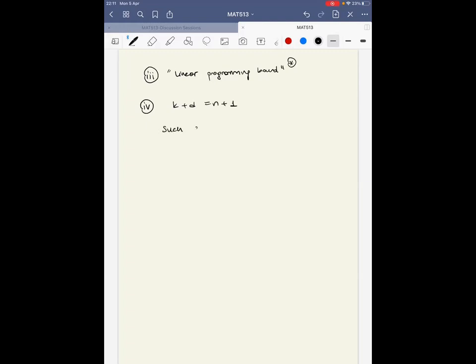and such codes are called MDS codes, maximum distance separable. So that means it corrects the maximum number of errors given its size and length, or given dimension and length.